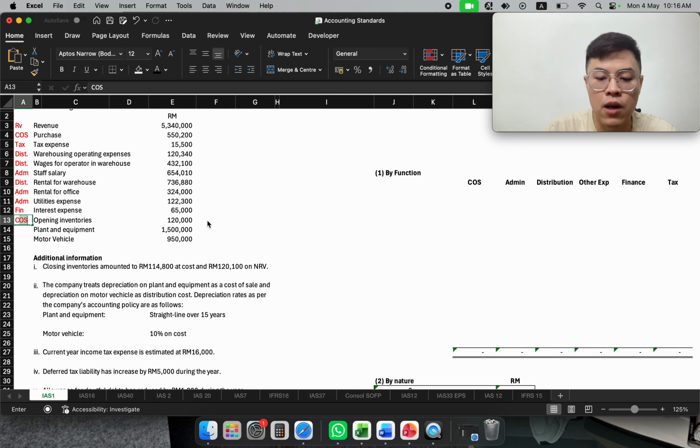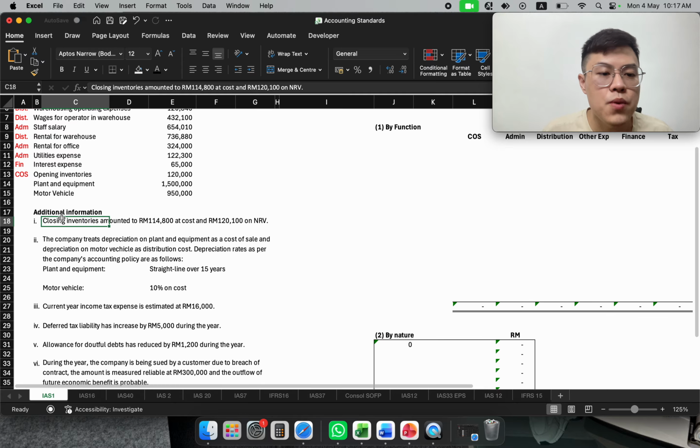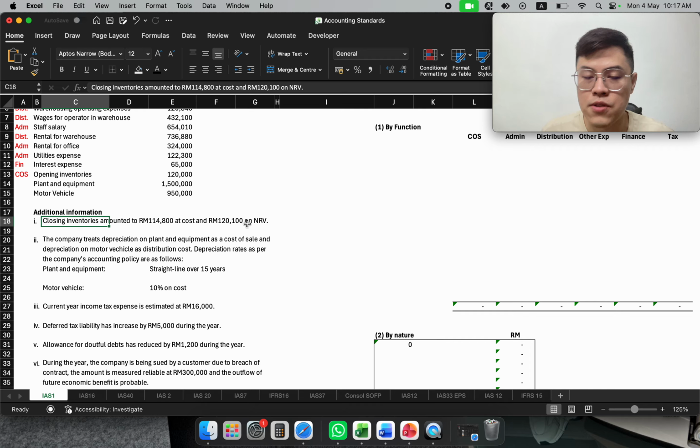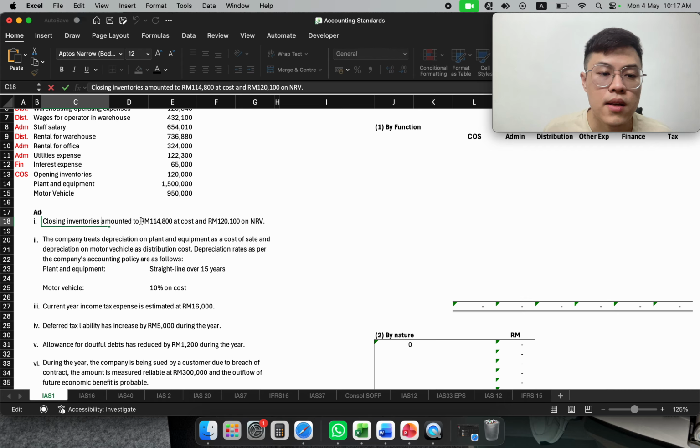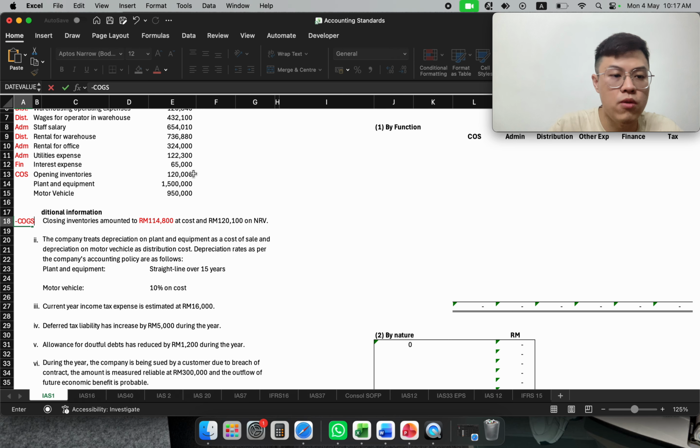Opening inventory will be the cost of sales for us to calculate the cost of goods sold. Plant and equipment as well as motor vehicle will be our non-current assets. Later we will need to calculate depreciations. In the additional information, the closing inventory is 114,800 at cost and 120,100 at NRV. So we are going to choose the lowest one, following IAS 2 Inventories. So that will be our cost of sales. We need to minus this closing inventory.